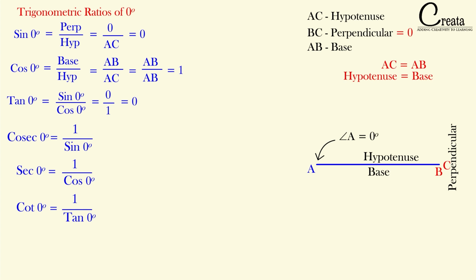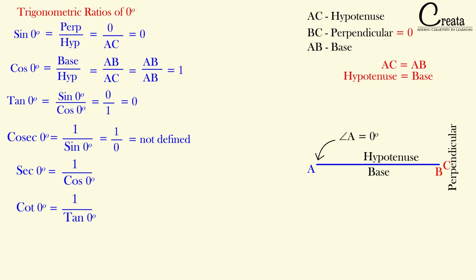So cosec 0 degree will be equal to 1 upon 0. What will it be? It will not be 0. It is not defined. 1 upon 0 is not defined. What should you multiply with 0 to get the number 1? It is not defined. That is, 1 upon 0 is not defined. Note that this is a common point of mistakes made by students. 1 upon 0 is not defined.